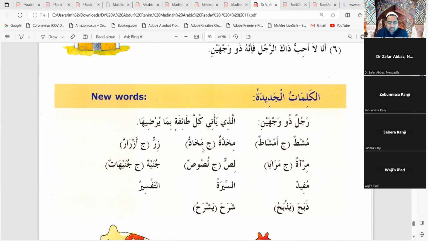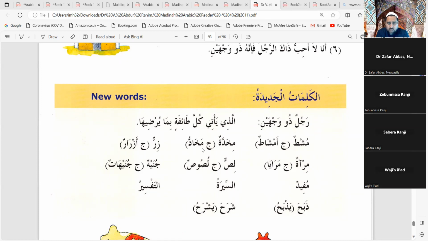Allazi ya'ati kulla ta'ifatin bima yurdiha. So this means alladhi, it is that person, ya'ti, every group, ya'ti kulla ta'if, every party which comes to him and he pleases them, and they will be pleased with him. Bima yurdi ha, he will please them. So every group comes to him, he pleases them. That's the definition in Arabic.